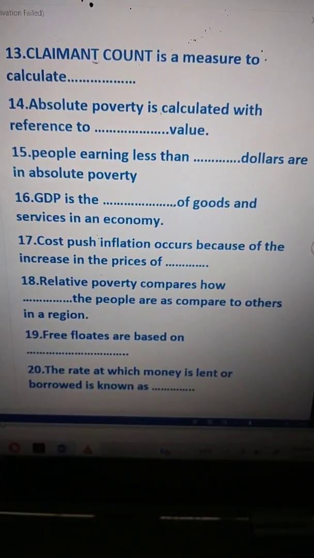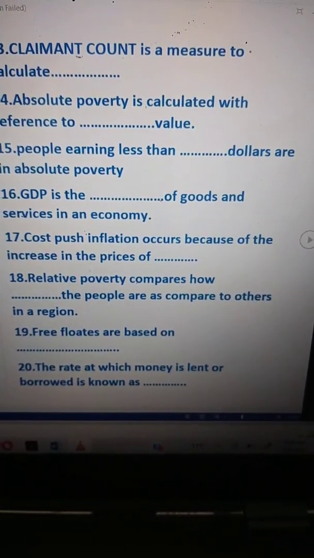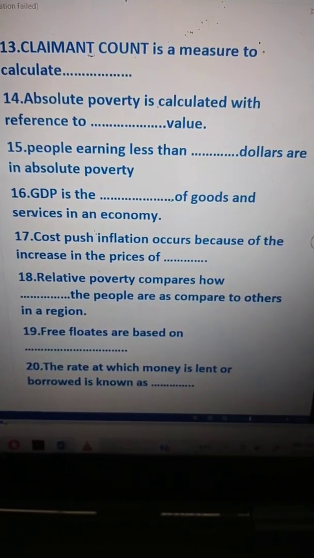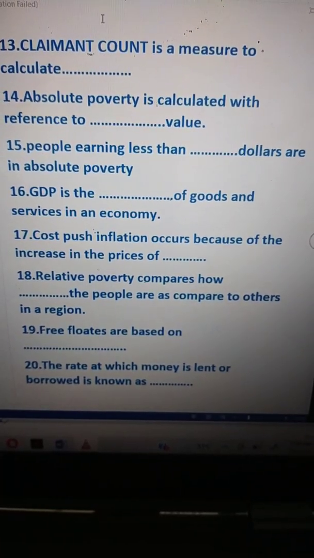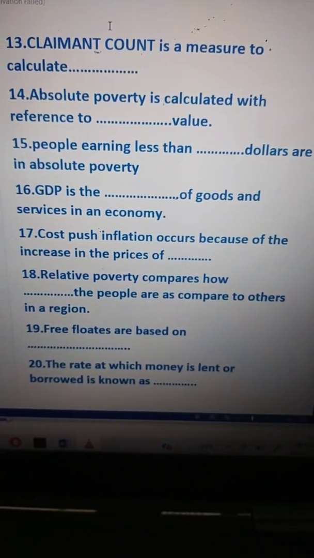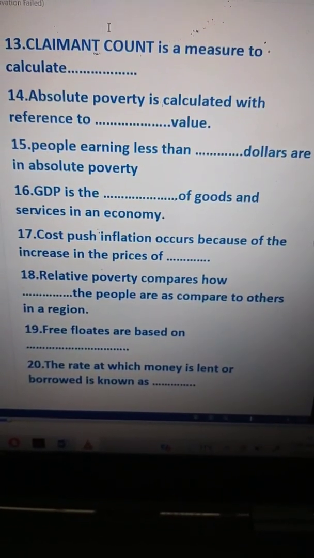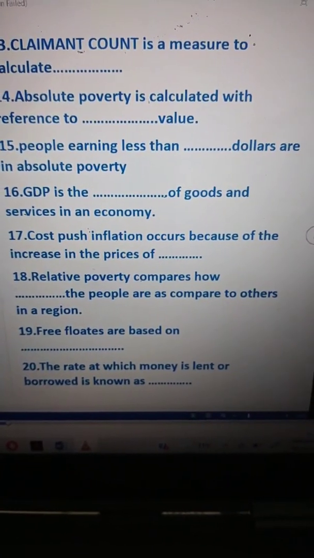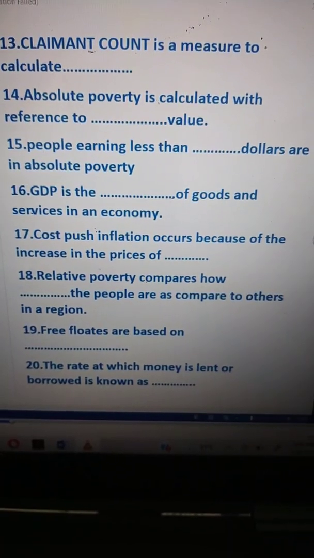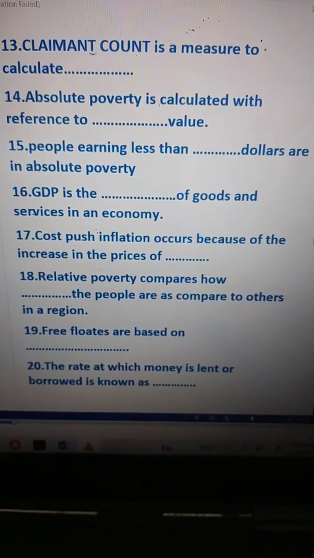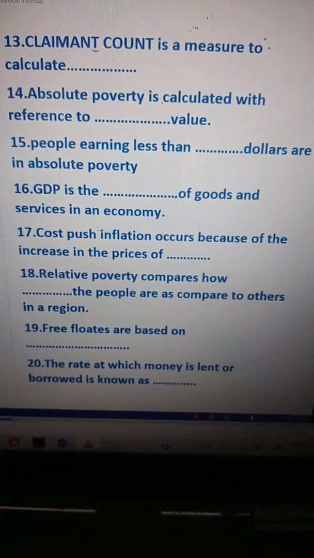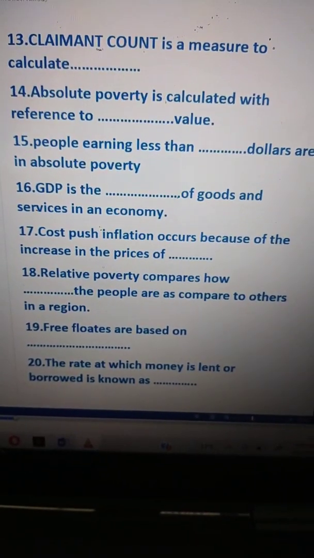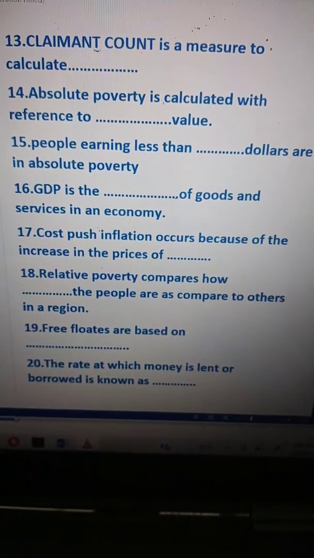It is now basically $2 per day. Some books refer to 1.5, but the threshold value is around $2, not $10. So it is people earning less than $2 per day are in absolute poverty, but 1.5 in some books, or $1, is also fine.